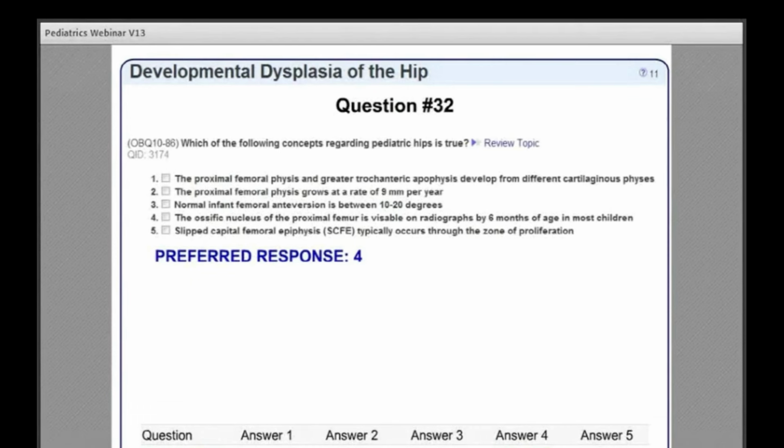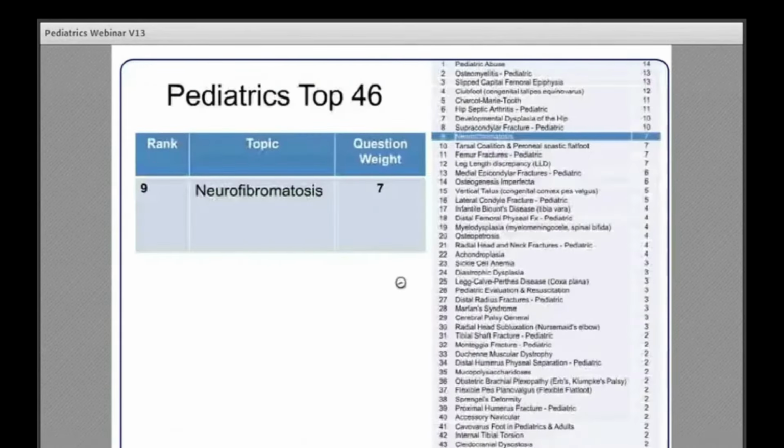So back to the question. The correct answer is 4. The ossific nucleus of the proximal femur is visible on radiographs. And 70% of you got this answer correct, which is answer 4. Looks like about 1/4 of you picked the answer 1, the proximal femoral physis and greater trochanteric apophysis develop from different cartilaginous physes. Actually, in the proximal femur, those 2 physes are congruous with each other and don't separate until later in development.